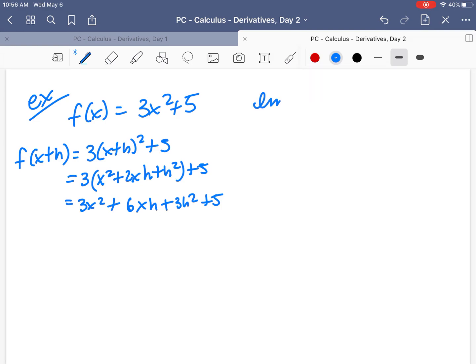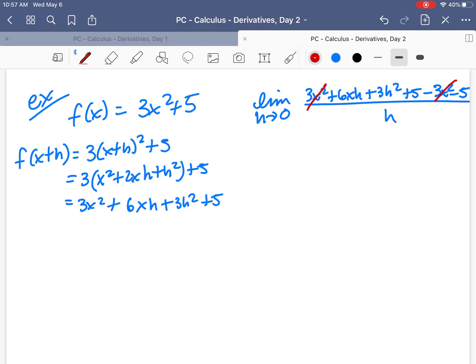All right, so here's my limit. My limit as h goes to 0. And let me put that in there, f of x plus h. So it would be my 3x squared plus 6xh plus 3h squared plus 5 minus f of x. So it turns into minus 3x squared minus 5, all over h. All right, so time for some canceling. 3x squareds go away, 5s go away, and that's it.